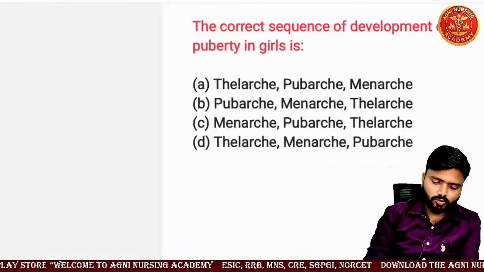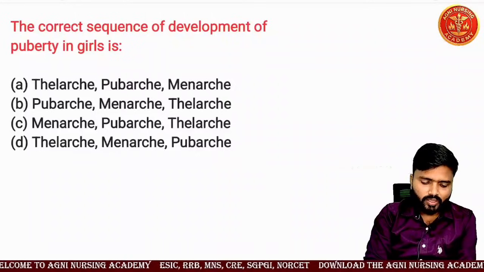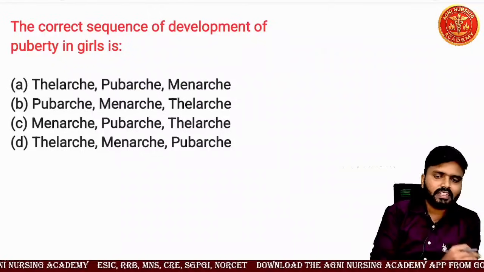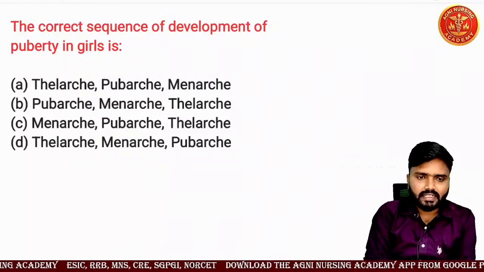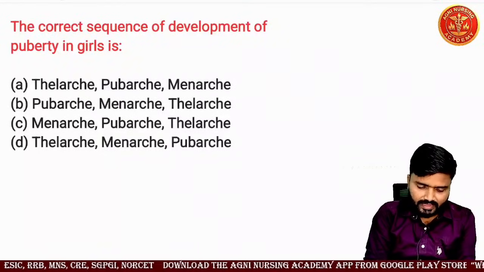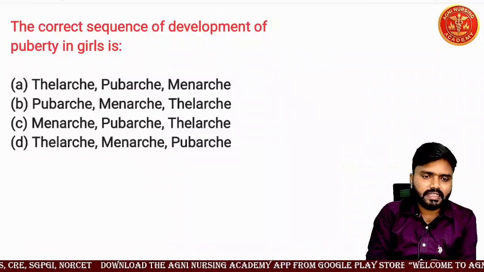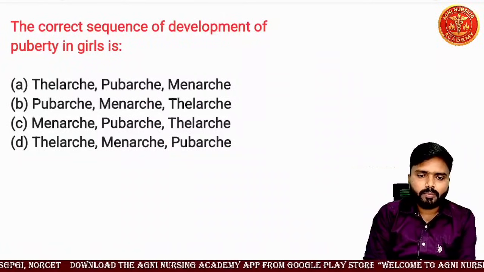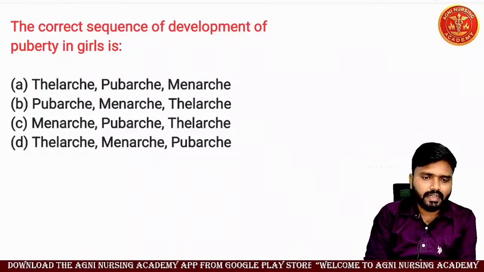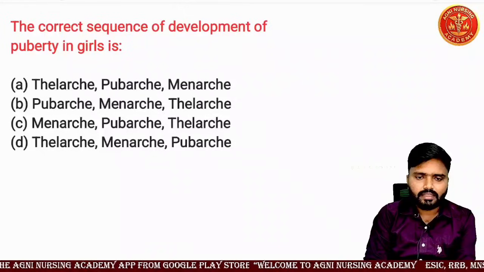Okay, we'll move on to the next question, that is the correct sequence of development of puberty in girls. So please comment, when will the puberty start in girls. Let's see, the correct sequence of the development of puberty in girls: option A is telarche, pubarche, menarche; option B is pubarche, menarche, telarche; option C is menarche, pubarche, telarche; and option D is telarche, menarche, pubarche.